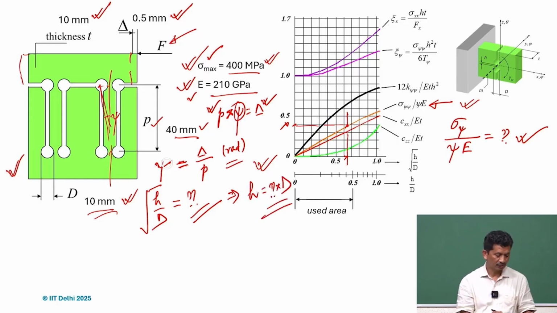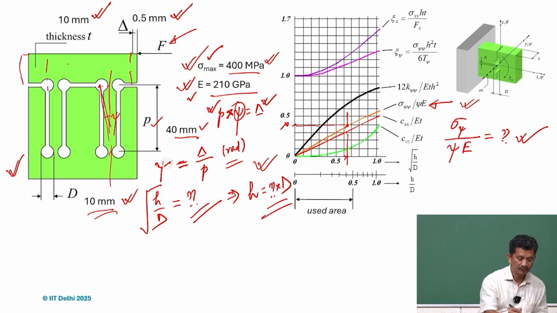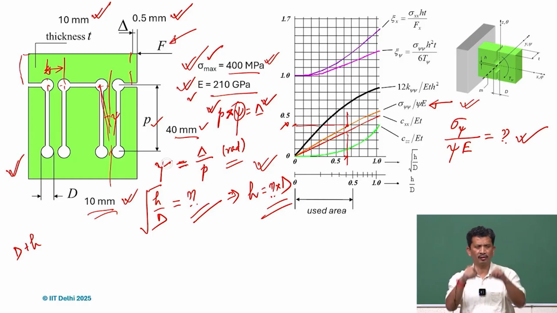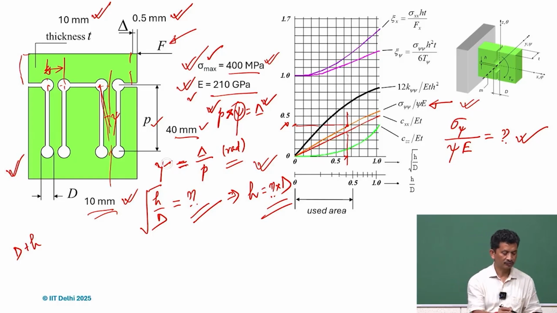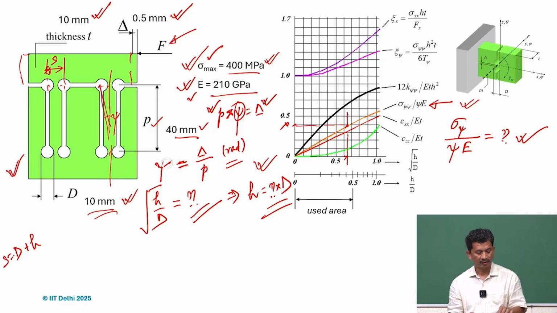So what is h here? If these dimensions are given, you can see r and r. So 2r is d plus h. This is how we locate it. Certain dimension we call s, and h is known.